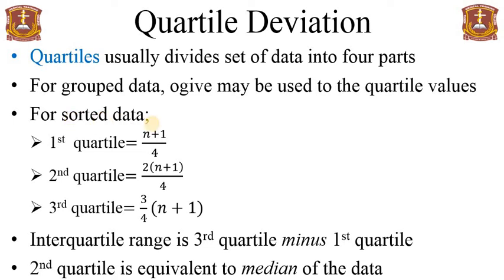Now, something important here is the fact that interquartile range is obtained by getting the difference between the third quartile, or what other people call upper quartile, and the first quartile, or the lower quartile. The second quartile is equivalent to the median of the data. This is an announcement. You need to know this. The second quartile is equivalent to the median of the data.